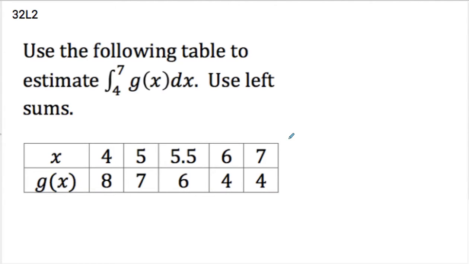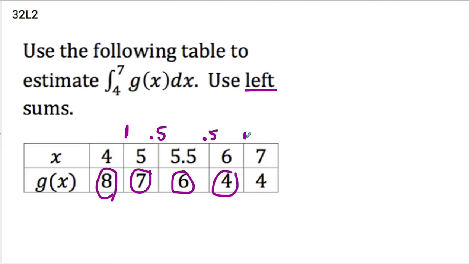All right. Use the following table to estimate the integral from 4 to 7 of g of x. Use left sums. Left sums means these are the heights. There will be on the left sides of the rectangles. The bases of the rectangles are here. This is 1. This base here is 0.5. This base here is 0.5. And this base is 1.